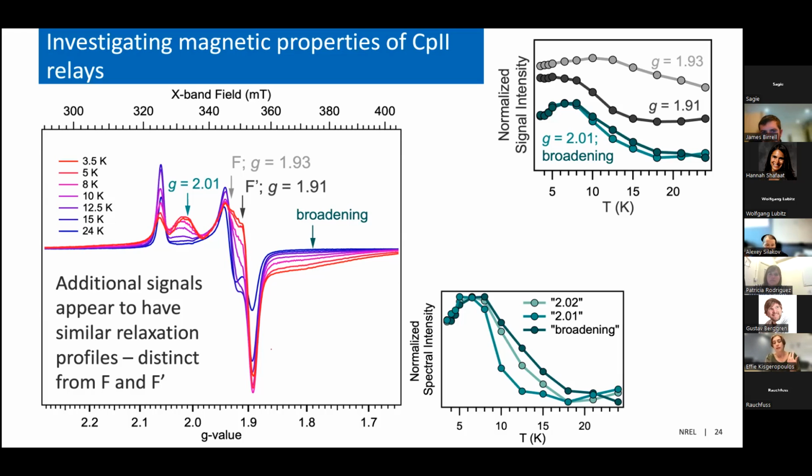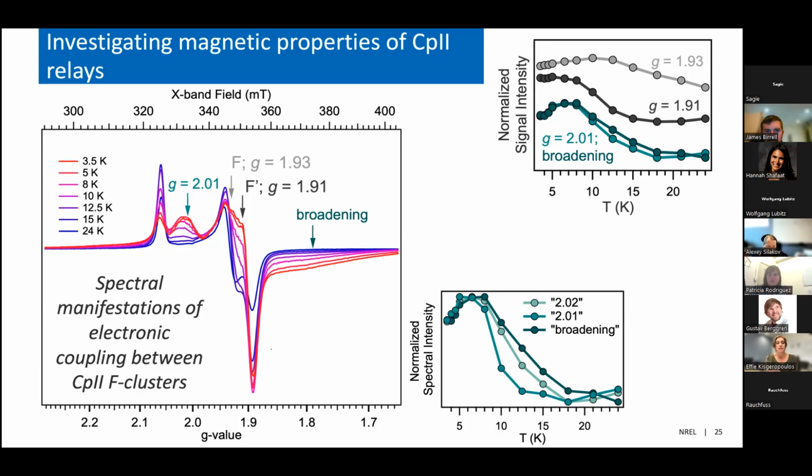So in the previous work by Adams, and hearkening back to the work that I described in the nickel ion systems and so on, these signals were hypothesized to be manifestations of electronic coupling between the F clusters, which is supported by the distinct relaxation behavior that we see from the F cluster signals.